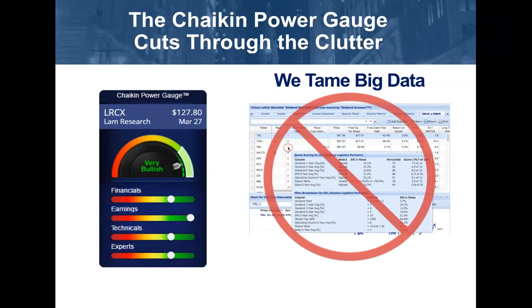and I just can't get myself to take away that power gauge display, because for a webinar that we did at the end of March, Lam Research, semiconductor equipment manufacturer, had a very bullish power gauge rating. It was trading at 127.80, so I created this slide for that webinar roughly 8 months ago. And guess what? The stock is trading above 200. So I'm not getting rid of that slide because the stock still has a bullish rating, as you'll see.